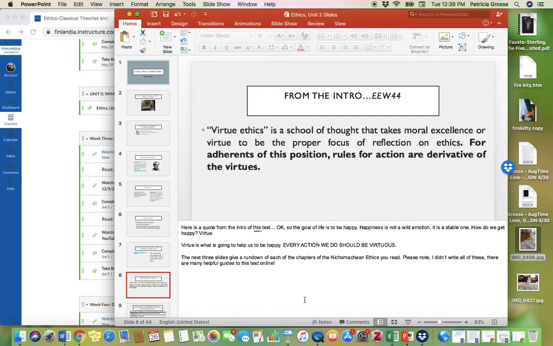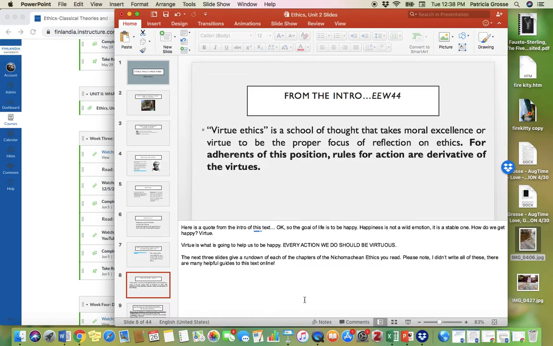How do we get happy? Through virtue. Virtue is what is going to help us be happy. Every action we do should be virtuous. That's going to have to come down to what do we mean when we say virtuous, but let's slow down. The next 3 slides, which we're not going to go over in depth, give a rundown of each of the chapters of the Nicomachean Ethics you read.